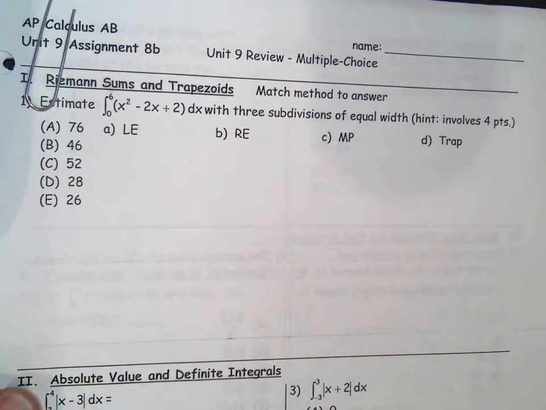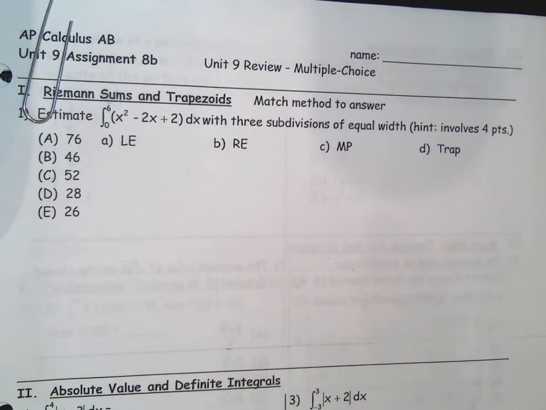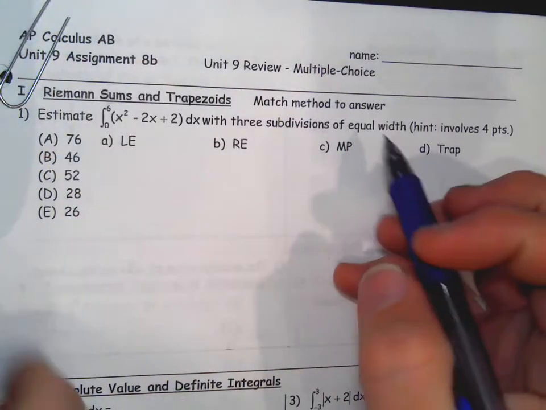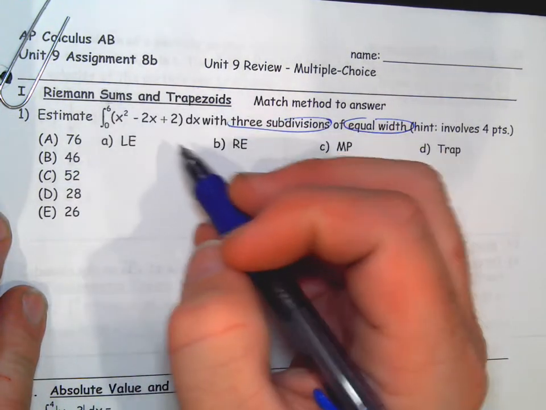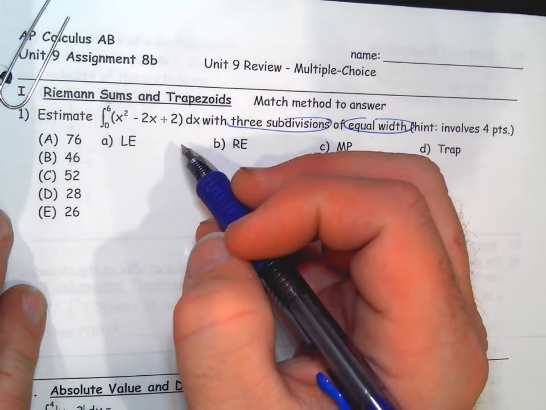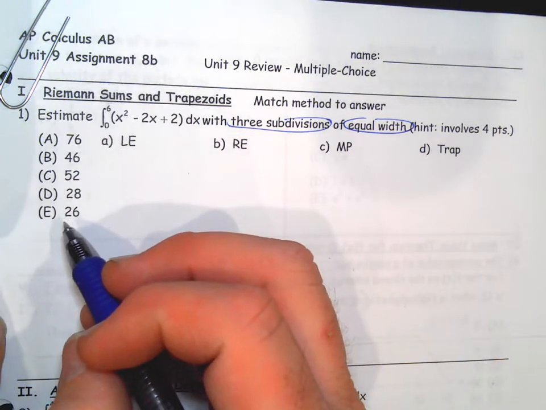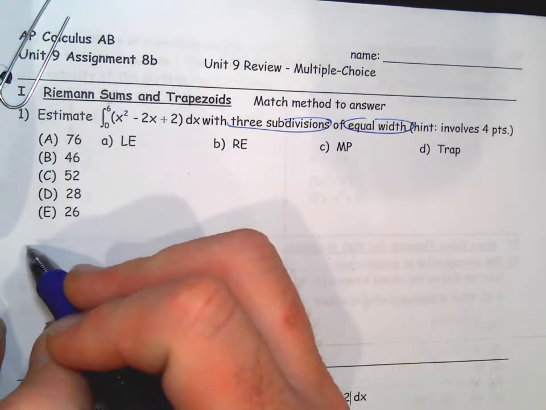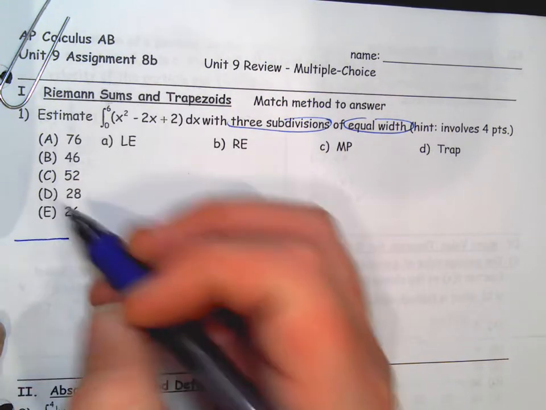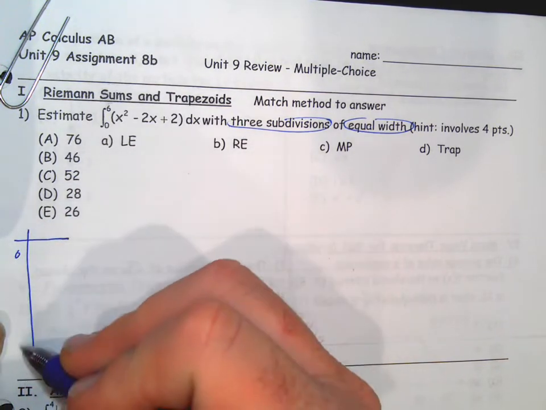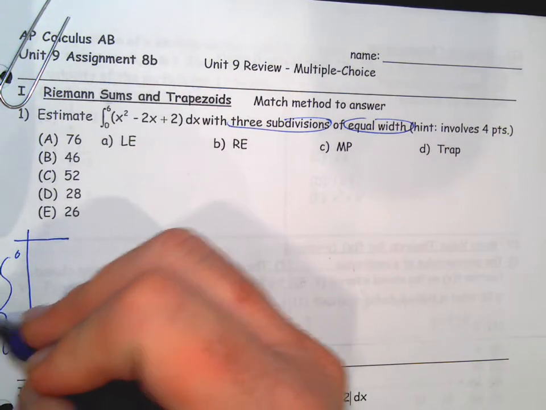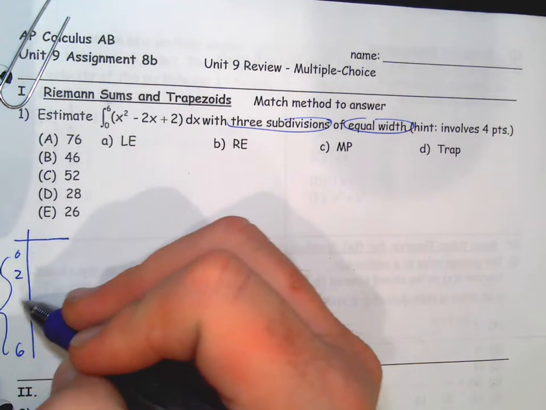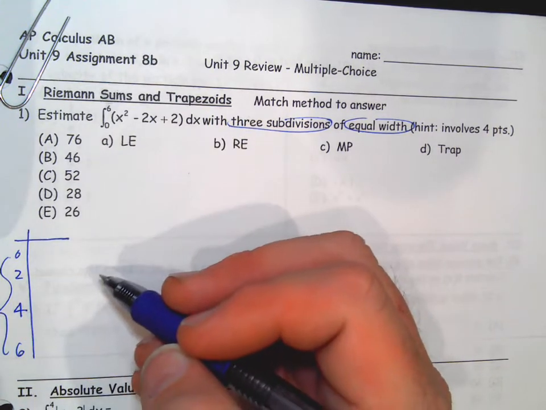Let's see. So these first ones, some practice with Riemann sums. It says estimate with 3 subdivisions of equal width. All of these, I guess we're going to make our own table of values. So it's going to be 0 to 6, 3 subdivisions, so 2 each: 0, 2, 4, 6.